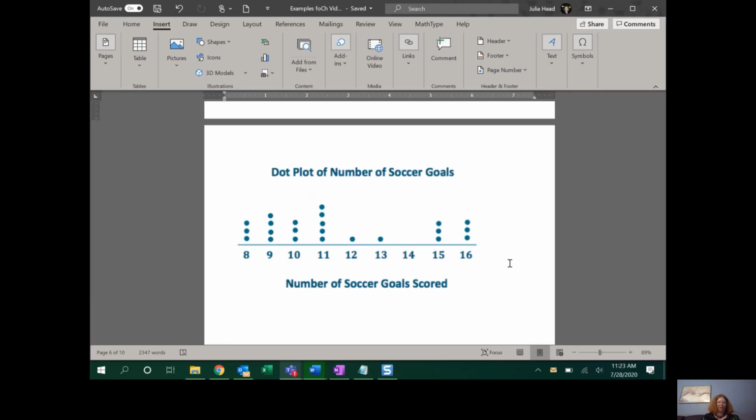There is also a stem plot and a Pareto chart in this chapter, and a box plot in chapter 3.